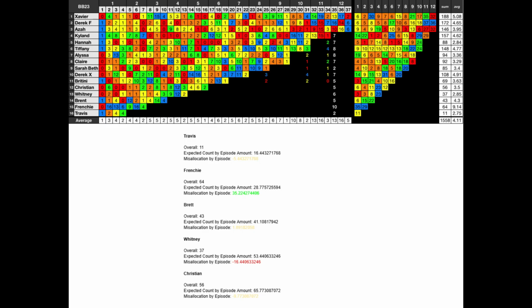Travis got 11 diary rooms, and his expected count by episode amount is 16.44. This causes for a misallocation by episode amount of negative 5.44. So he is still in that roughly evenly edited range between 10 and negative 10, so relatively balanced enough.